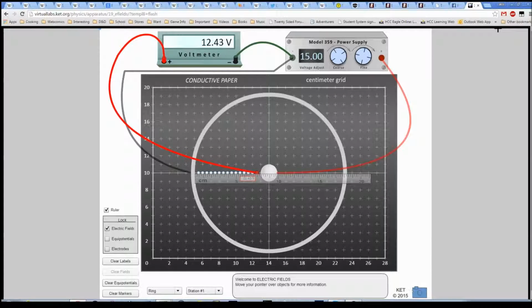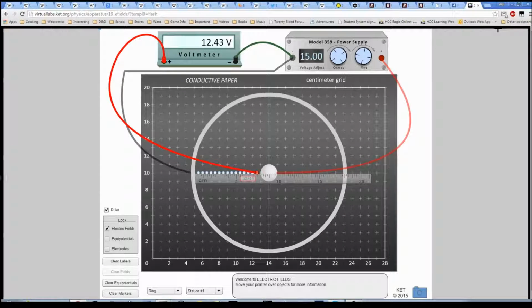Now we begin entering our data on our data table, which I've set up here. We have places for radial distance and voltage. For radial distance, we start at 0.5 centimeters. We continue in half centimeter increments, and we can just get Excel to copy that all the way down.